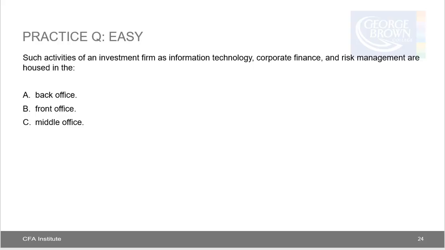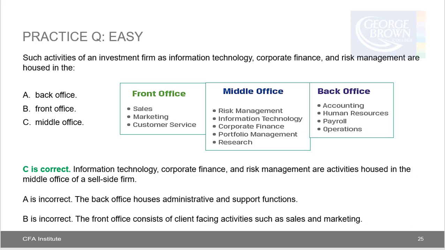So I'll just put in a quick practice question to check our understanding. It's at the easy level. Let's do an easy one. Such activities of an investment firm, such as information technology, corporate finance, and risk management, are housed in the: A, back office, B, front office, or C, middle office. Okay, C is correct, and that should have been an easy one. IT, corporate finance, and risk management are activities housed in the middle office of a sell-side firm. Okay, so remember, they're talking about a sell-side firm here.